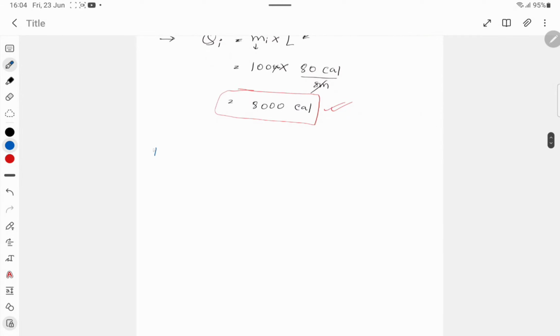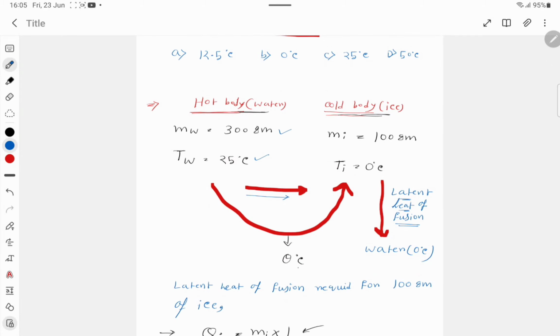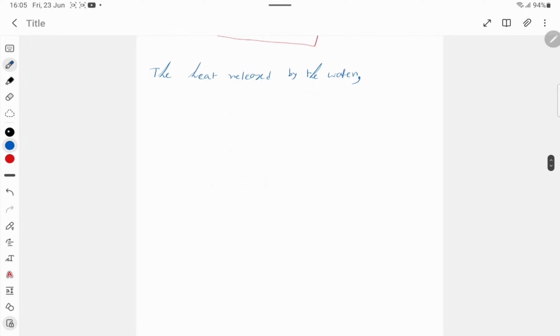Now let's see the heat released by the water. Temperature is given 25 degrees Celsius and the mass is given 300 grams. So this amount of water can release heat. Q released, the total heat that can be released by the body, is given by mcΔT. So m is 300, the mass of the water body is 300. What is the specific heat capacity for water? It is 1 calorie per gram degree Celsius into the temperature, 25 degrees Celsius. Degree will be cancelled, gram will be cancelled, and this will be 25 into 300. How much is this? 7500 calories.